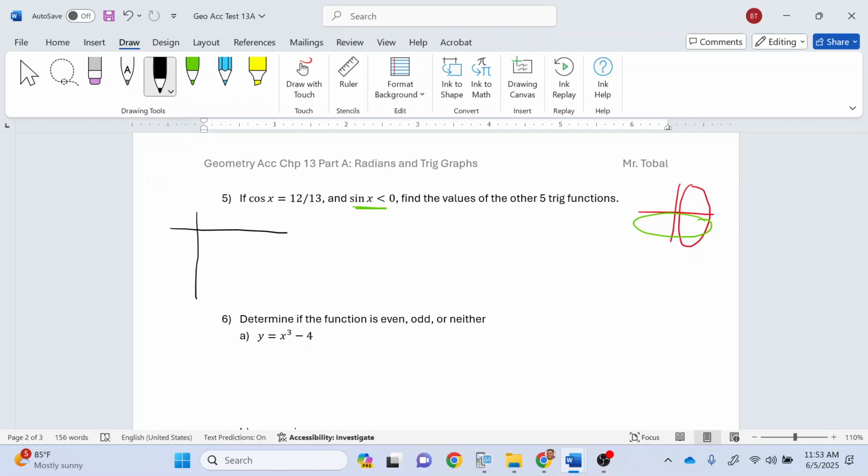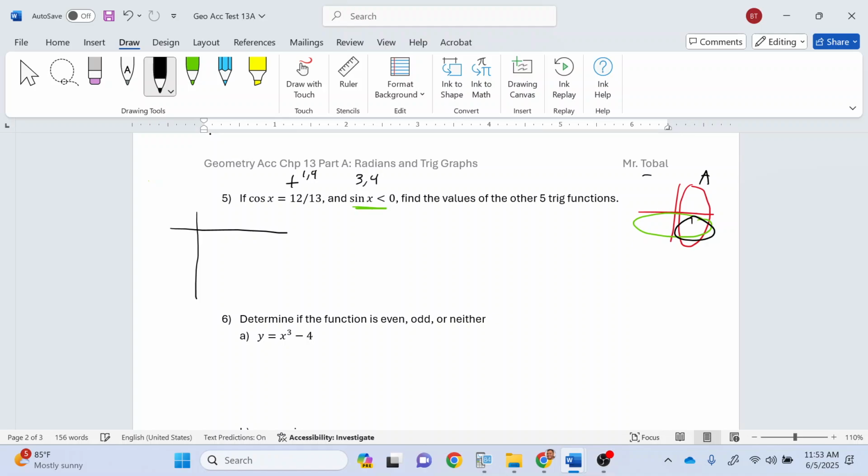This part is positive, so I know that's from either the first quadrant or the fourth quadrant. And this part is negative, so I know that's the third quadrant or the fourth quadrant. It says sine x is less than zero, and anything less than zero is negative. Since this has to happen in one or four, and this has to happen in three or four, the only way it happens at both times is four.